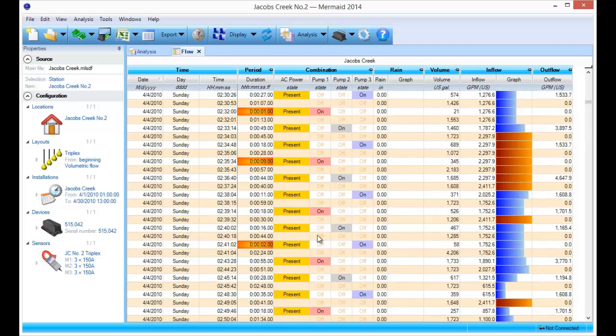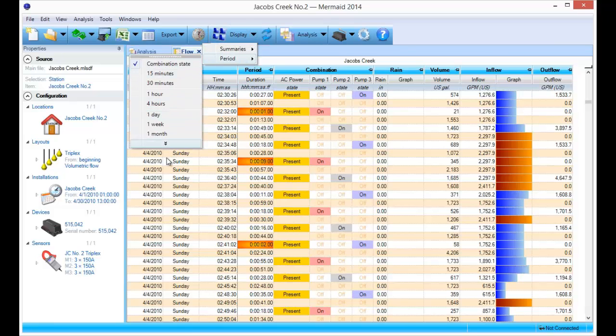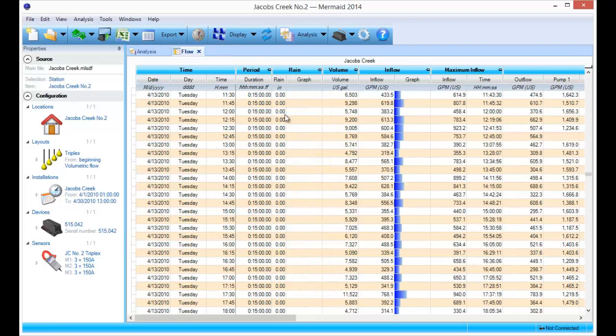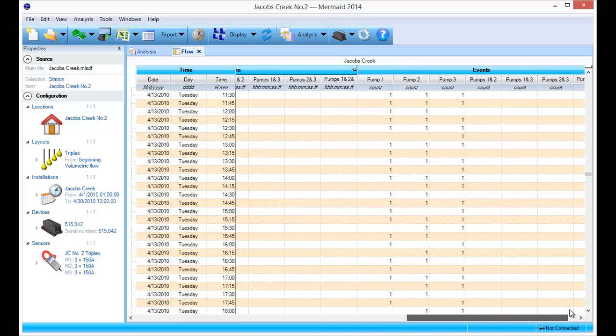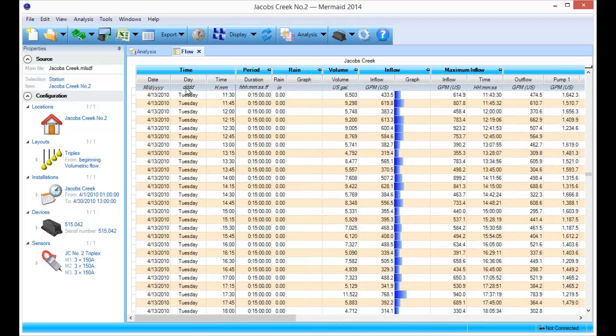Of course, you can export this report to Excel. Or if you prefer to have one line per amount of time, you can say, okay, I would like to have a period of 15 minutes, and you have one line per 15 minutes, and you know exactly what flow rate you had during that 15 minutes. So if you want to export something that you can use in Excel, you can do this in that format.